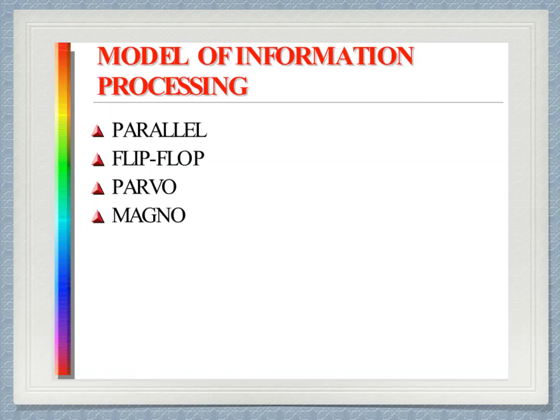As we mentioned in the previous podcast, there's a model for understanding how we use visual information. A parallel processor uses both central and peripheral vision, or we could say, in regard to the brain, cognitive and non-cognitive functions. Flip-flop means that you use one or the other. Parvo means that you use only central or cognitive information, and magno means that you use the peripheral information or non-cognitive information.